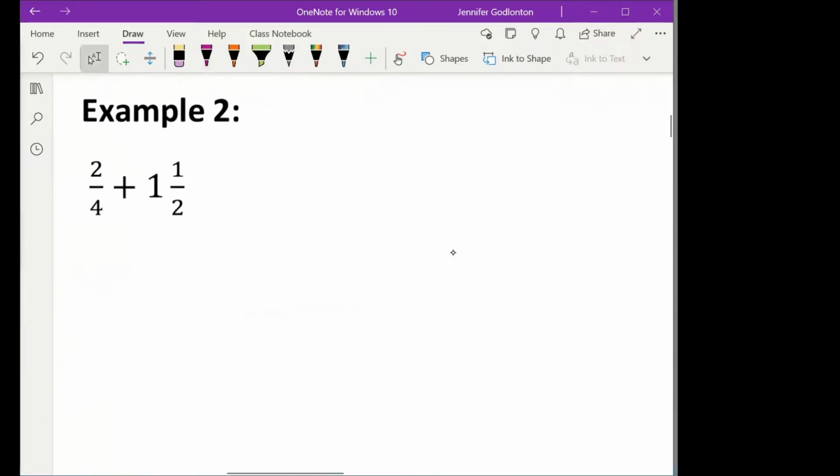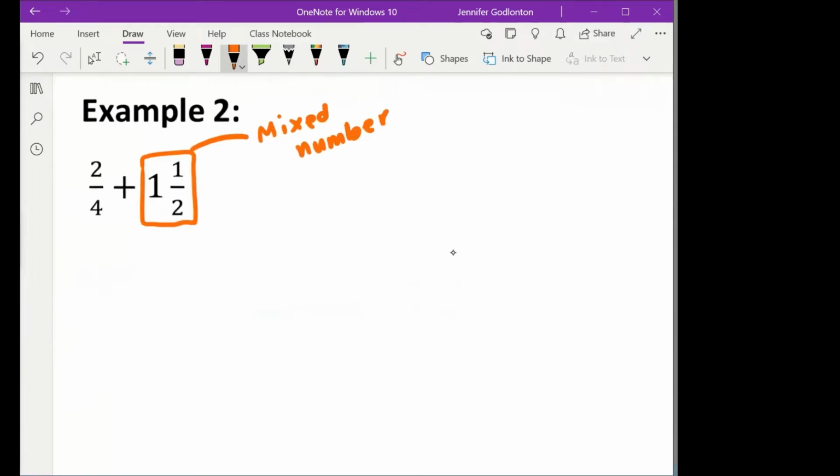Example 2 is a little bit different because we have got this fraction over here. Does anyone know what its name is when we have a big number and then a fraction next to it? Tiana? A mixed number. Well good, done. Beautiful. Okay, it's a mixed number. And in primary school, we love mixed numbers. But in high school, what do we prefer to mixed numbers? Can anyone think?